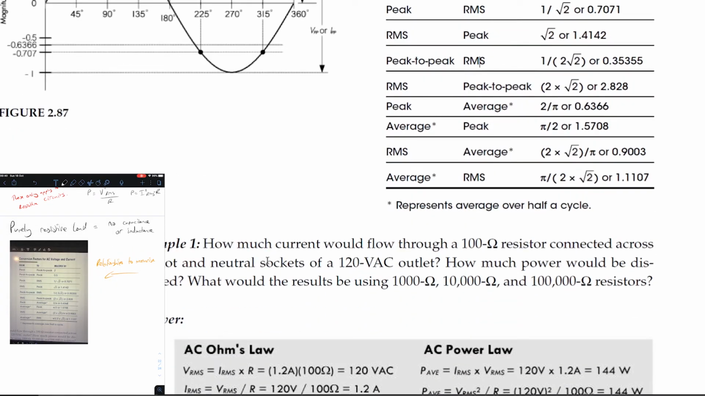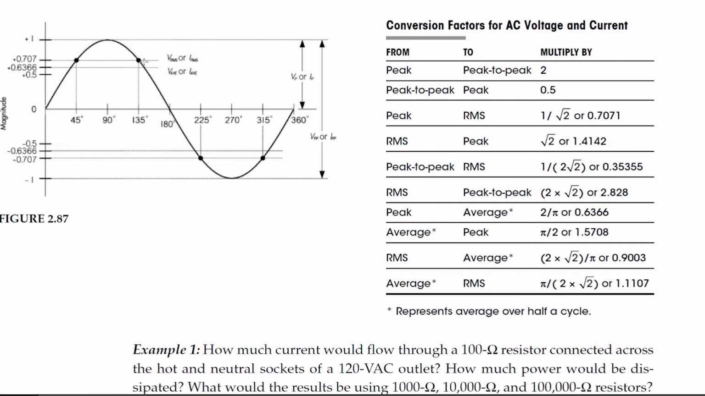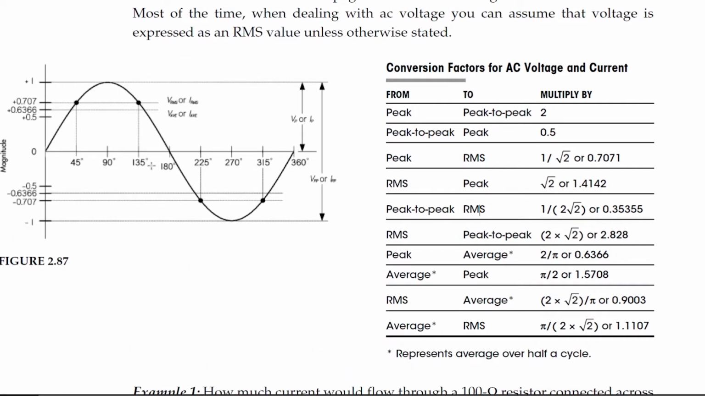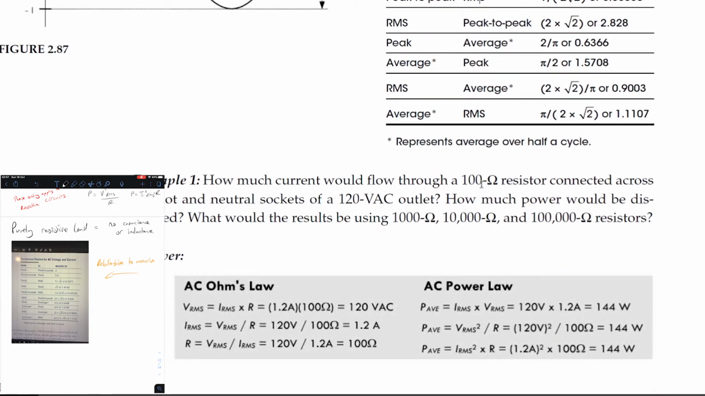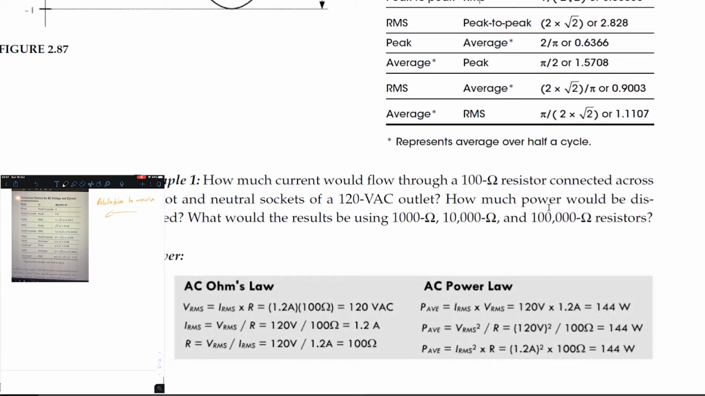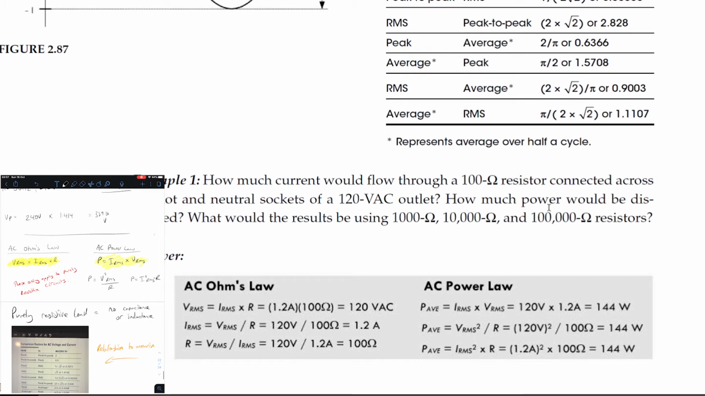Okay, so let's look at an example. I didn't really understand this bit here, but it'll be okay. All right. So how much current would flow through a 100 ohm resistor connected across the hot and neutral sockets of a 120 volt AC outlet? Okay, so we're just doing V equals IR, right? So let's put example 1, and then we're gonna say V is equal to IR, and we're also gonna take that Ohm's law one here.